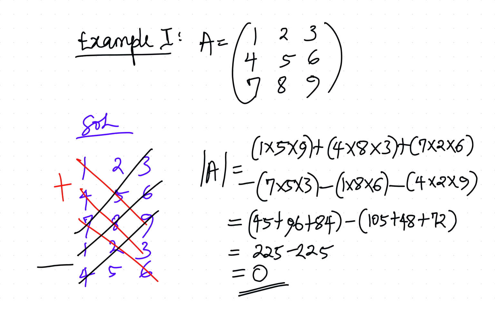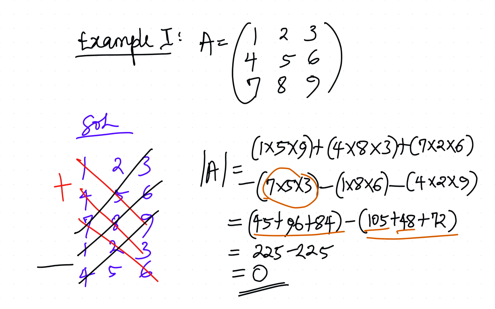And all these other ones are negative. That's why you have minus outside and you can put all of them inside, because if you expand this, you still have minus this, minus this, minus this. So it's better to do it this way. 7 times 5 times 3. 7 times 5 is 35. 35 times 3 is 105. 1 times 8 is 8 times 6, 48. Then 4 times 2 is 8 times 9, 72.